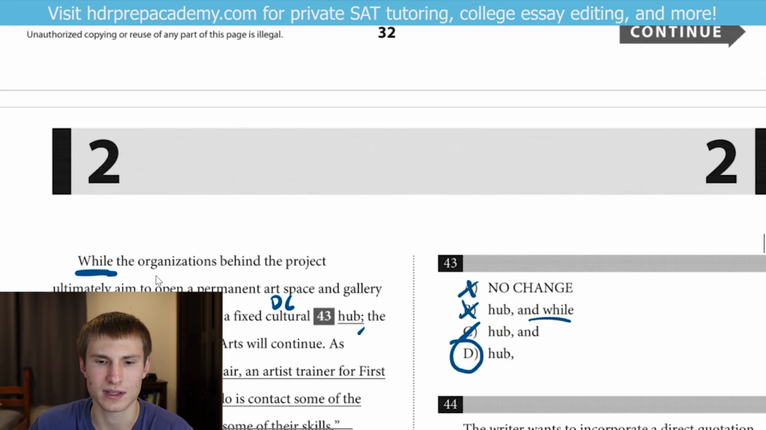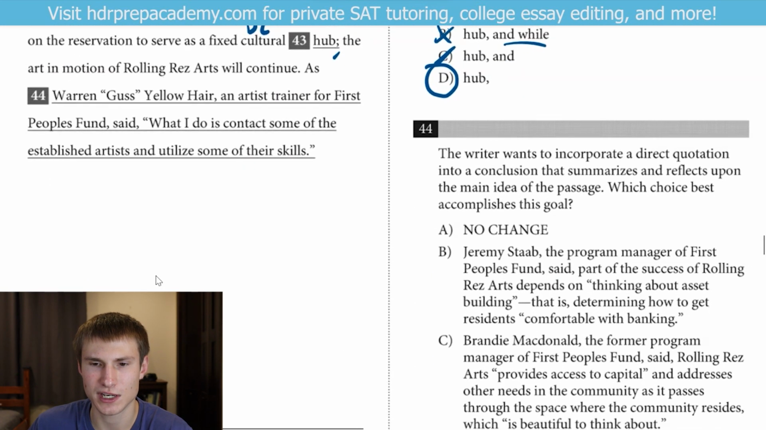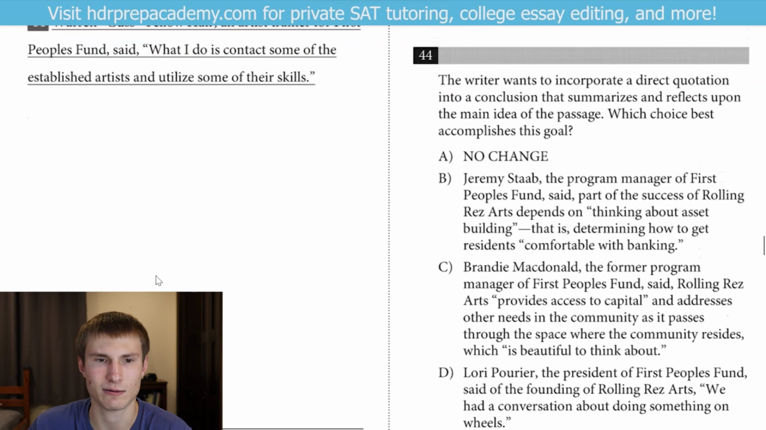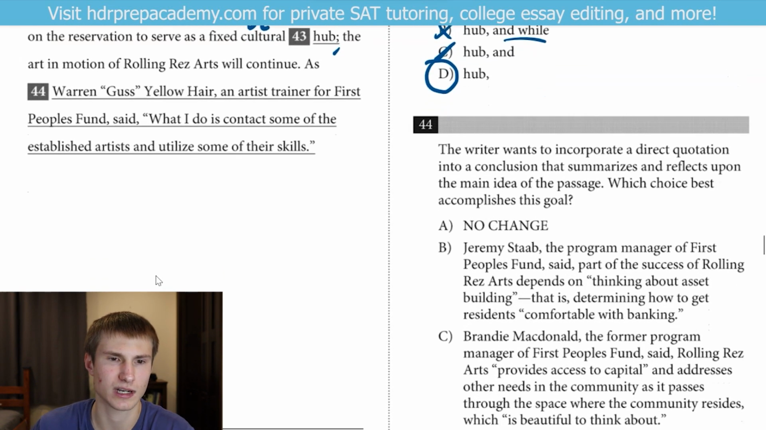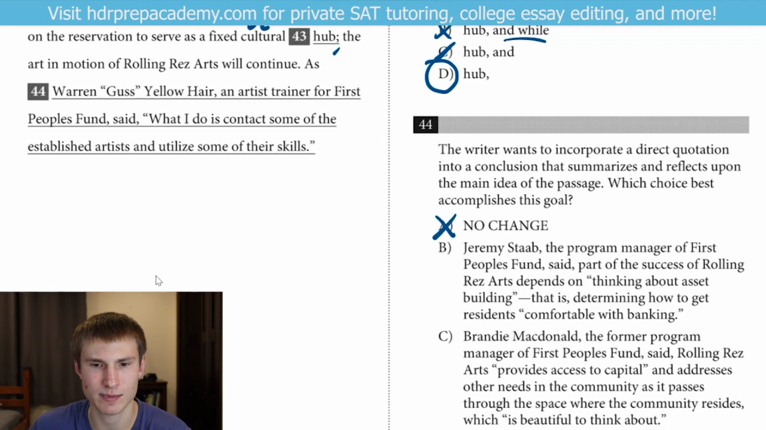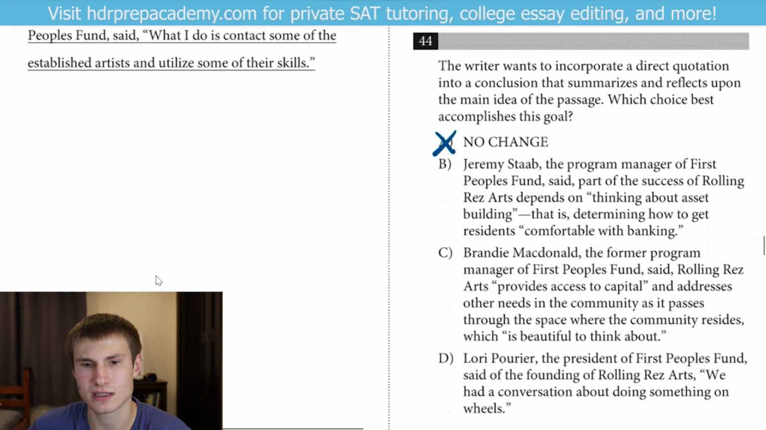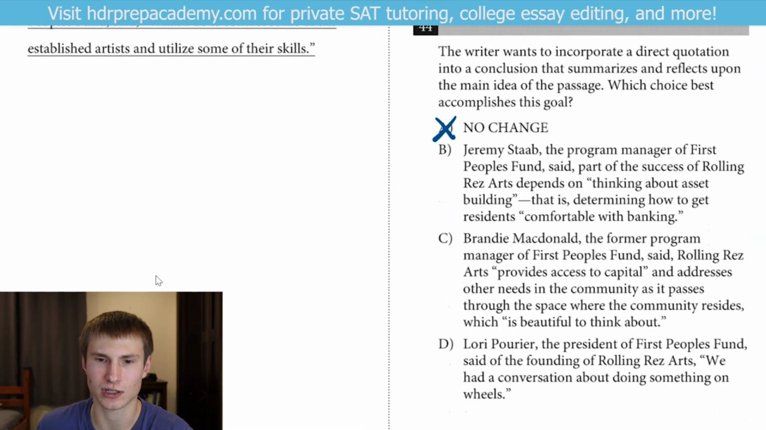Okay, so we need to wrap this passage up with a quotation that summarizes and reflects on the main idea. We have option A. As Warren Gus, yellow hair, an artist trainer for the First People's Fund said, what I do is contact some of the established artists and utilize some of their skills. We want to focus on the artists being able to benefit from their work selling, the economic aspect. We have option B. Jeremy Stab, the program manager of First People's Fund, said that part of the success depends on thinking about asset building, that is determining how to get residents comfortable with banking. Once again, the focus isn't on banking, so B is incorrect.